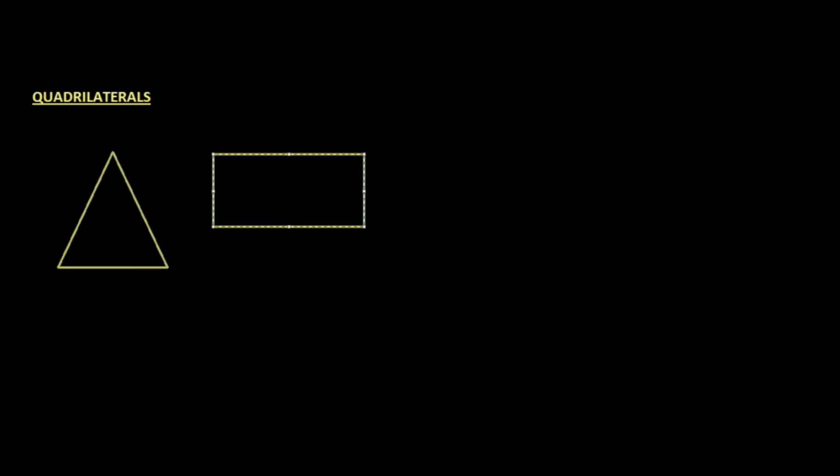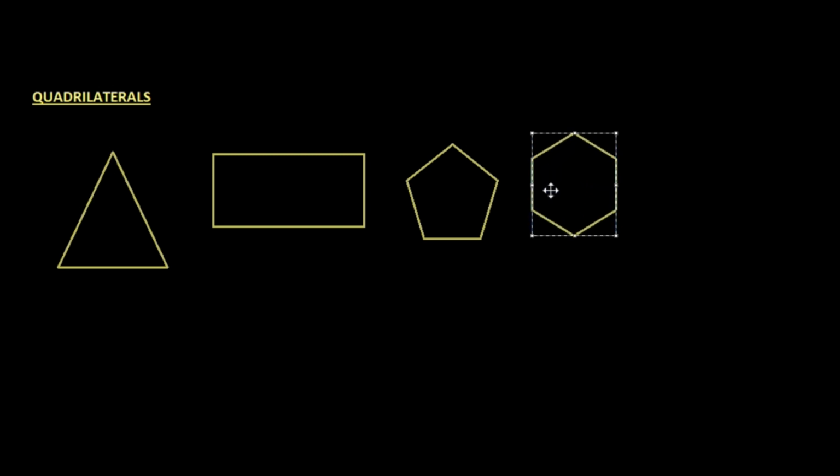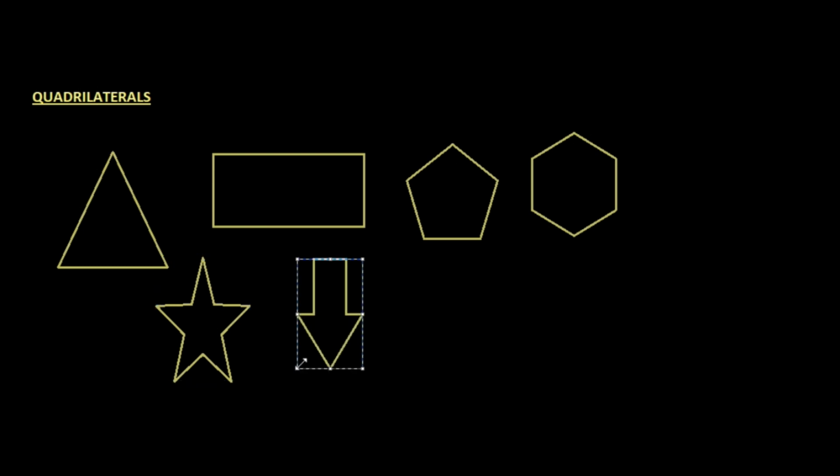So like I said, a quadrilateral is a four-sided polygon. But what exactly is a polygon? A polygon is any figure. So it could be a triangle like this, that's also a polygon. It could be a rectangle like this, that's also a polygon. It could be a pentagon like this, and it could be a hexagon like this, that also is a polygon. Or it could just be a star, that is a polygon, or an arrow, that's a polygon. Everything is a polygon. But what makes it a polygon?